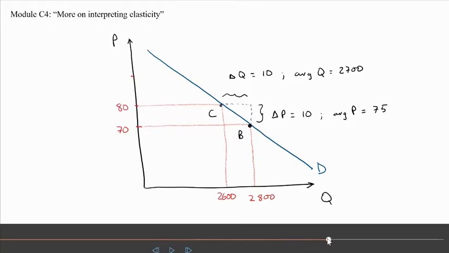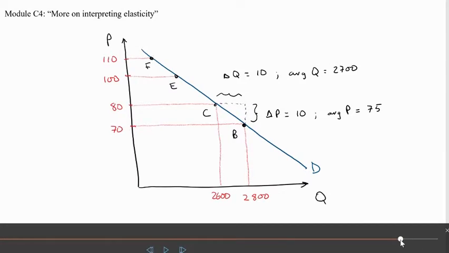We can also look at a different change in price on this demand curve, say from 100 to 110, and again, we could then find the price elasticity of demand by looking at the change in price divided by the average of that price, and then the change in the quantity divided by the average quantity.